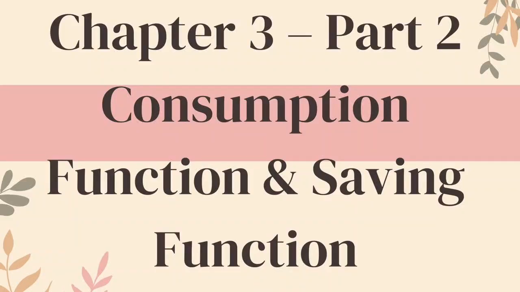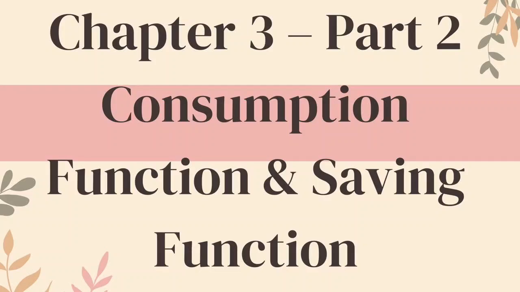In the previous video we understood aggregate demand, aggregate supply and the equilibrium level of income. Today we will answer another important question. Whenever people earn income, do they spend all of it? The answer is of course no. Some income is spent on buying goods and services while the remaining part is saved for future needs. This simple idea forms the basis of today's lesson.